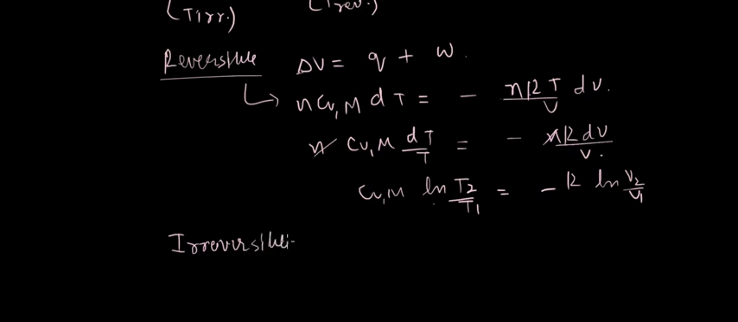This was the case for reversible processes, and for irreversible processes we can directly write that delta U would be equal to W, and W would be nothing but minus P external times dV.